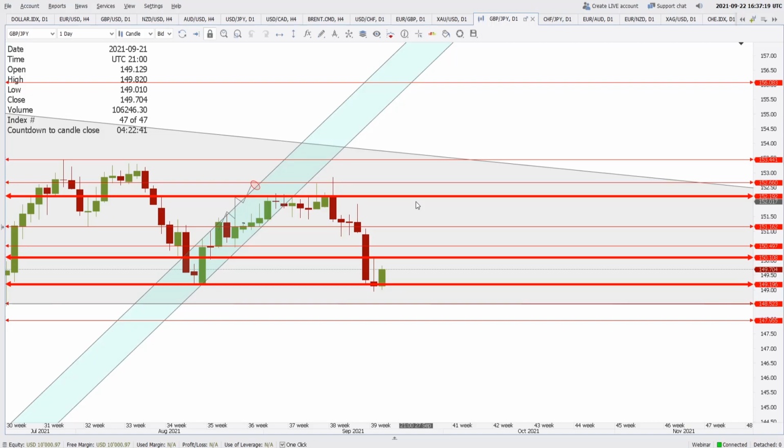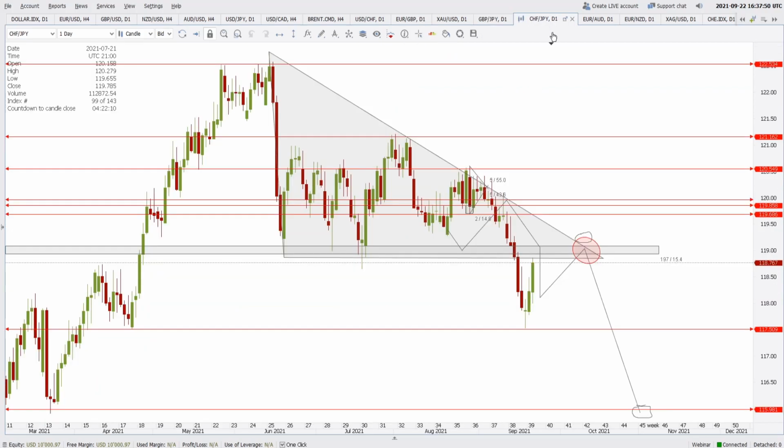If we don't see a close higher than 150.10, that will mean that 149.19 and 148.52 are still possible. But if the price is able to make a close above 150.10 on a daily closing basis, it will open the way to 150.49, 151.16 and 152.19 on the way up. So immediate resistance is at 150.10 and immediate support is at 149.19.